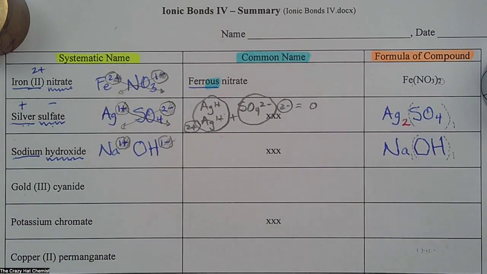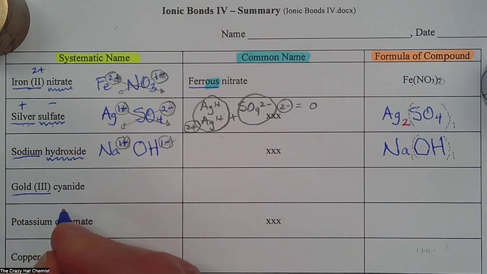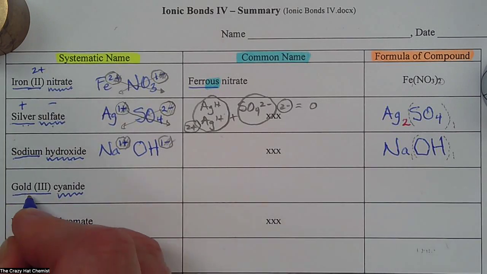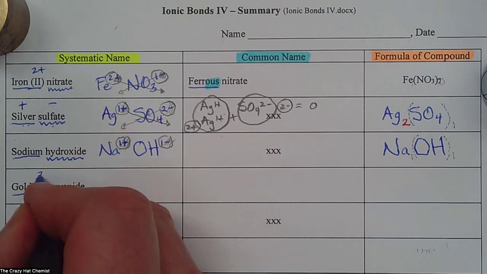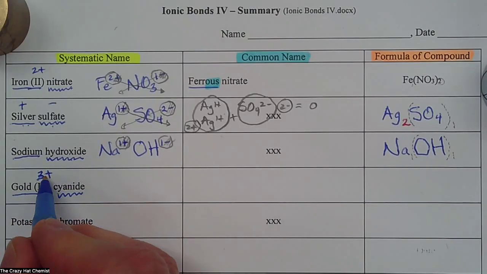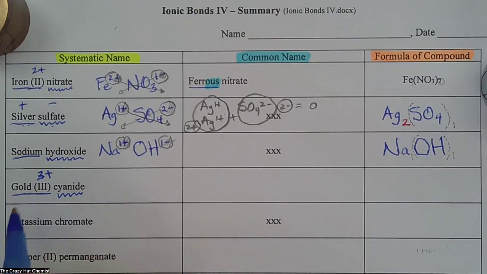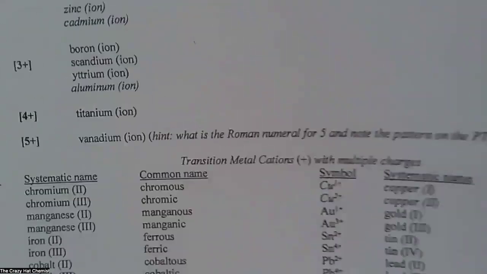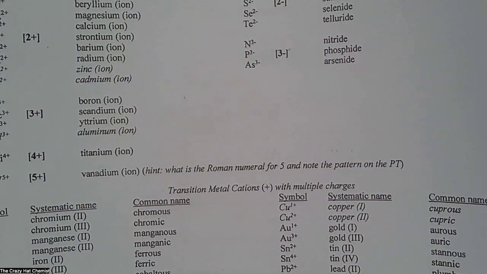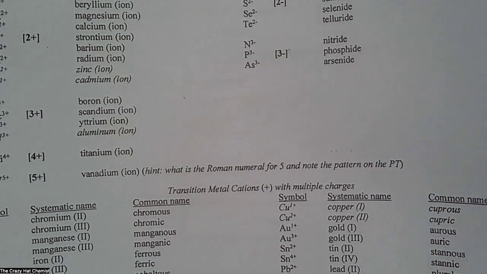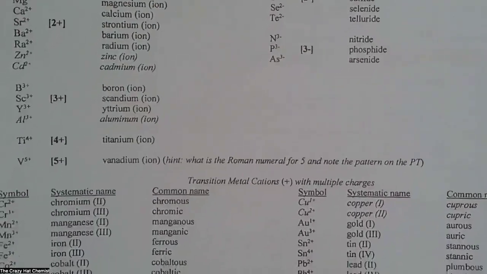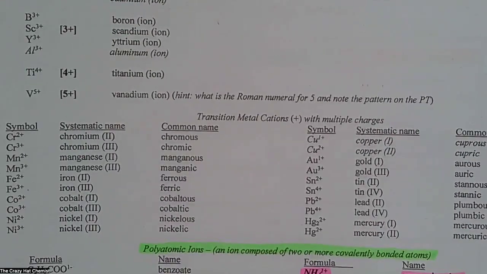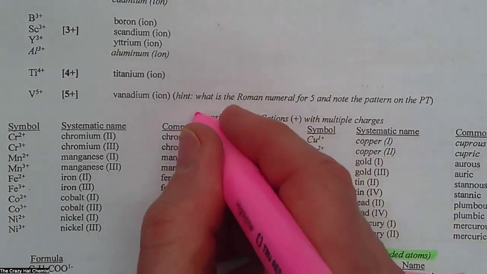We're going to do the next one, and that is gold, Roman numeral 3, and cyanide. Gold will have a 3 plus charge, because if we know our Roman numerals, that Roman numeral 3 is for a 3 plus charge. I need to find gold with a Roman numeral 3. Now, if it has a Roman numeral or an ion that is a common name, then I will find it in what's called the transition metal cation section on my handout. So on my handout, there are transition metal cations.